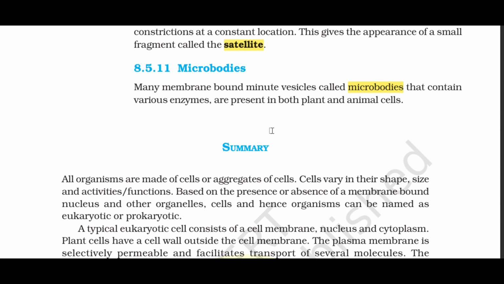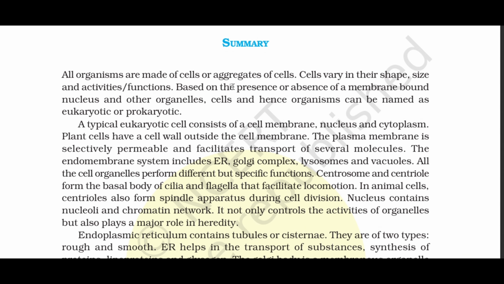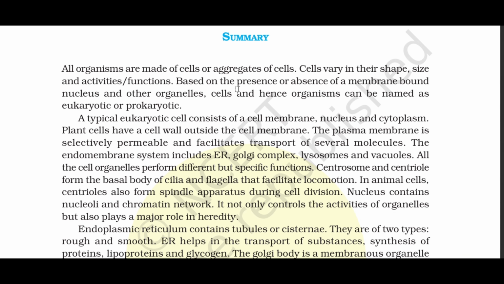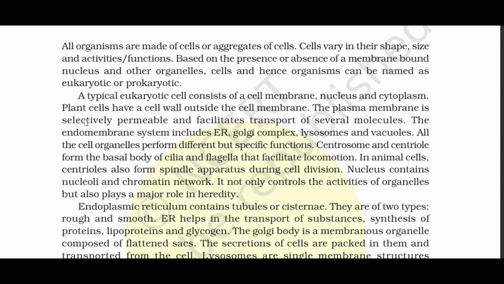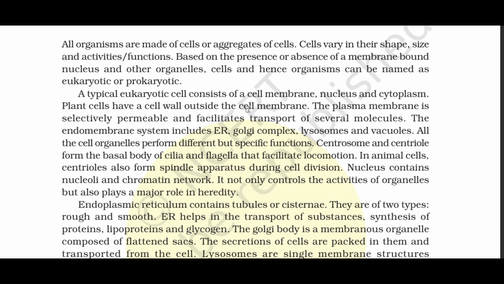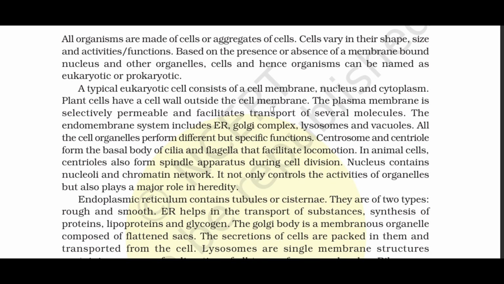Summary. All organisms are made of cells or aggregates of cells. Cells vary in their shape, size and activities or functions based on the presence or absence of a membrane-bound nucleus and other organelles. Cells and hence organisms can be named as eukaryotic or prokaryotic. A typical eukaryotic cell consists of a cell membrane, nucleus and cytoplasm. Plant cells have a cell wall outside the cell membrane.